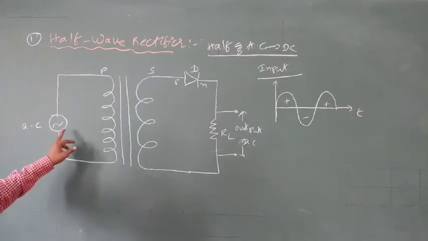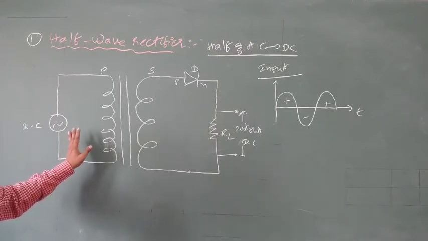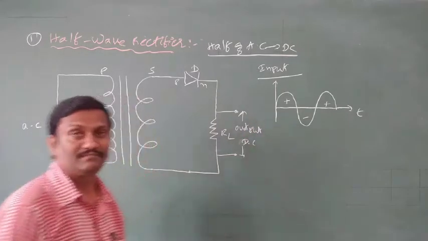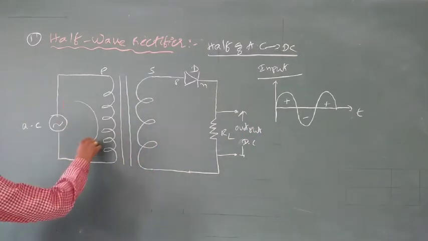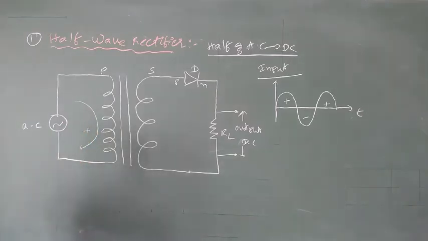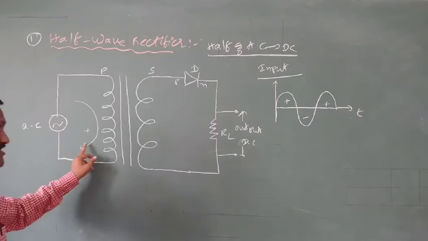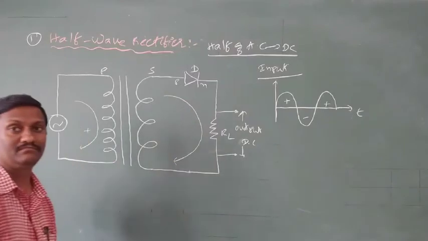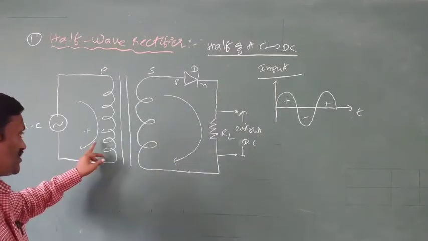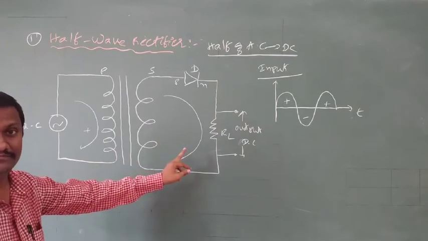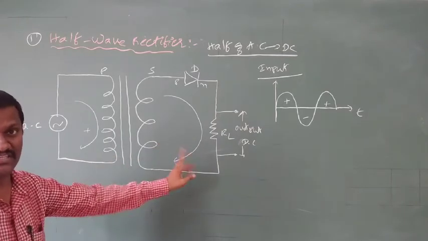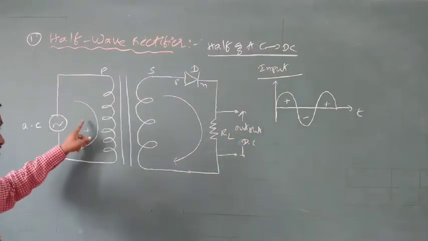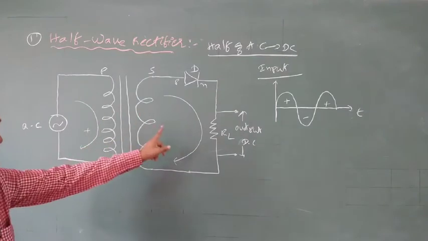Initially, the primary AC source is on. Initially, positive current is passing. Positive current means clockwise current is passing. Because of induction, the same positive half cycle is also induced in the secondary coil. A transformer is mainly based on induction. When current passes through one coil, EMF or current is induced in the second coil. The positive current is passing in the primary, so here also positive current is induced. The same clockwise current is also induced in the secondary coil.